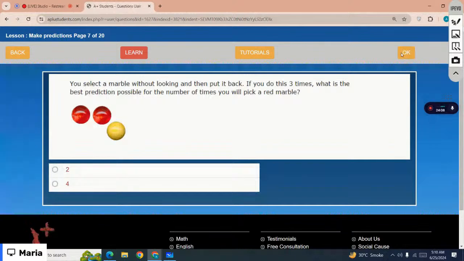You select a marble without looking, then you put it back. If you do this three times, what is the best prediction possible for the number of times it will land on red? Which is the correct option? Two is the correct option.